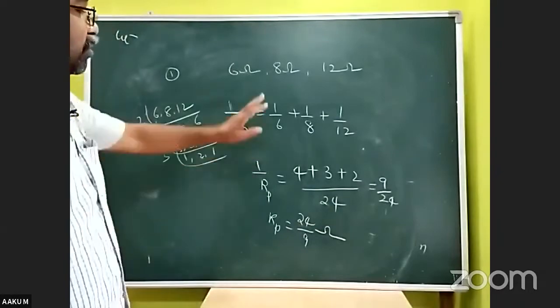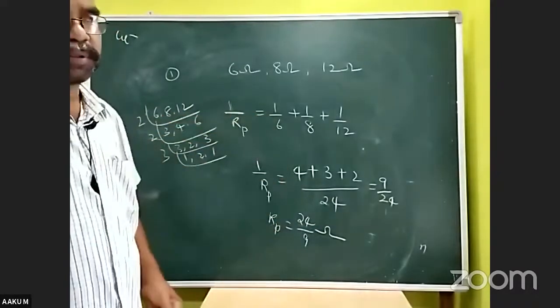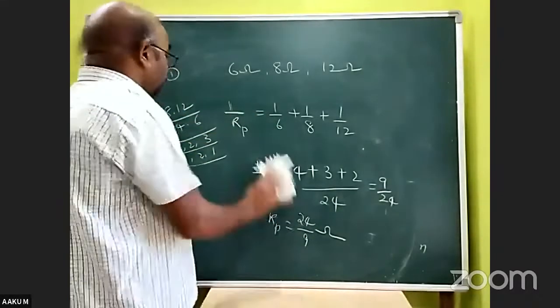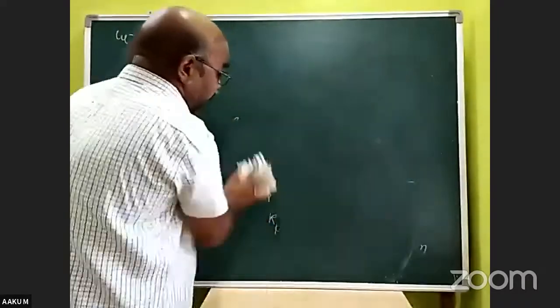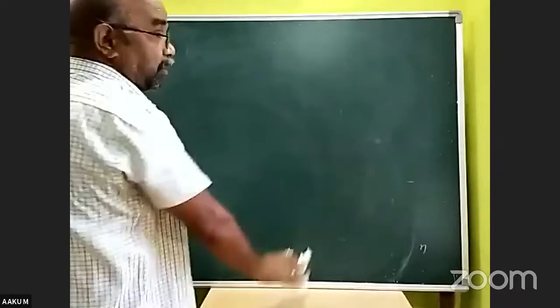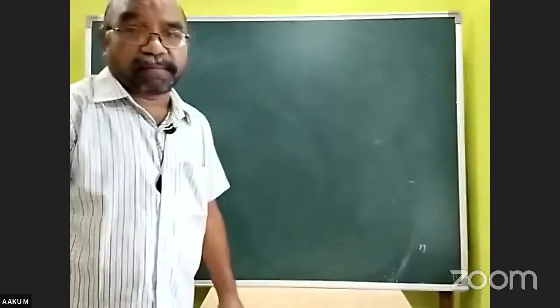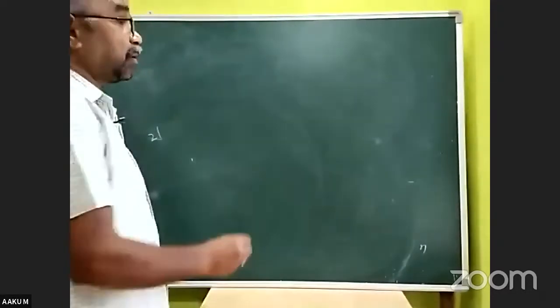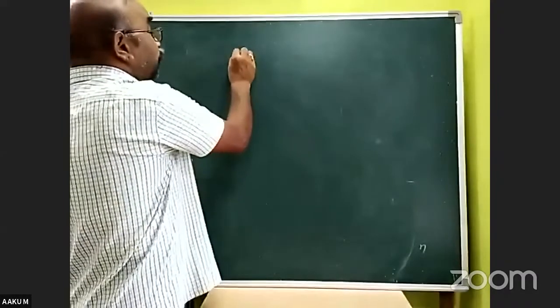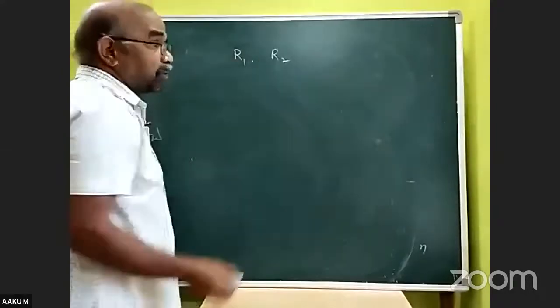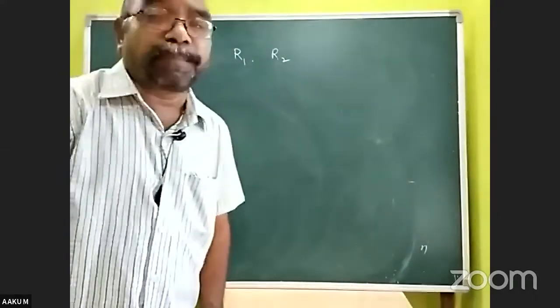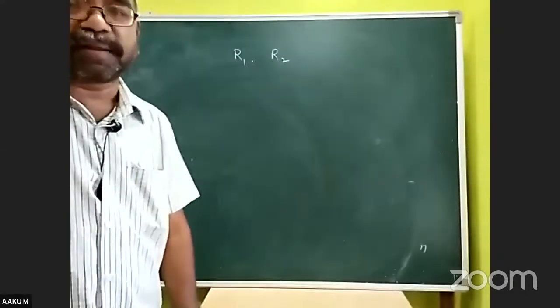So if resistors are connected in parallel, this is the process. Let us come to a general thing, what they are asking in examinations. Two resistors of resistance R1 ohms, R2 ohms are connected in parallel. What is the resultant resistance?